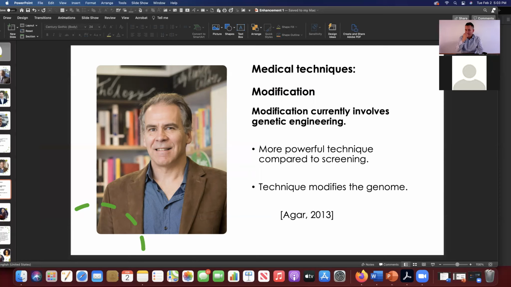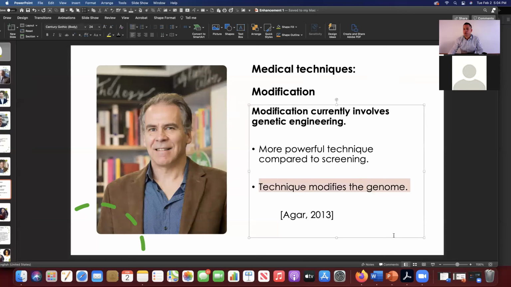This is a more powerful technique compared to just screening embryos, doing tests on cells taken from those embryos. But here we actually modify the genome, right, using various technologies that have become available to us. So one such technology that you may be familiar with that's made its way into the mainstream in some ways is the CRISPR technology.